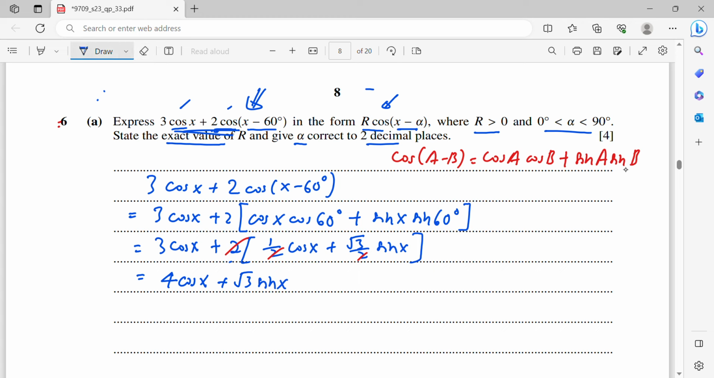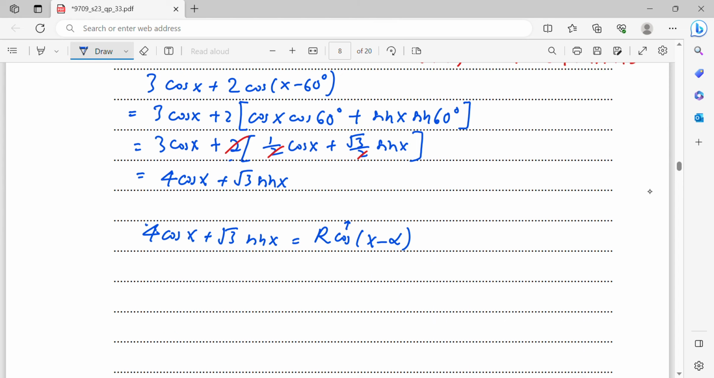Okay, so we can express this in r cos(x minus alpha). So 4 cos x plus square root 3 sine x equals r cos(x minus alpha). When here is cos, the first term must be cos. Therefore, this is our A and this is our B.